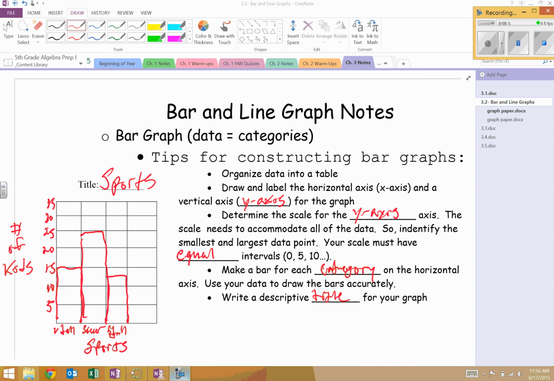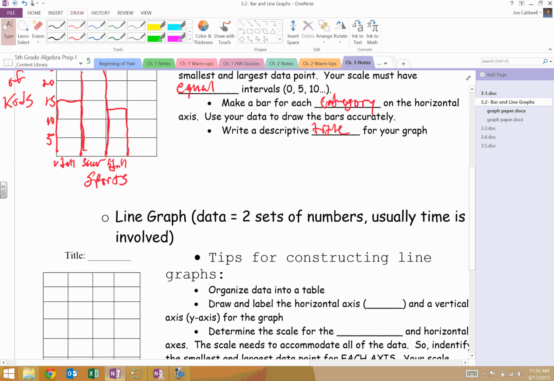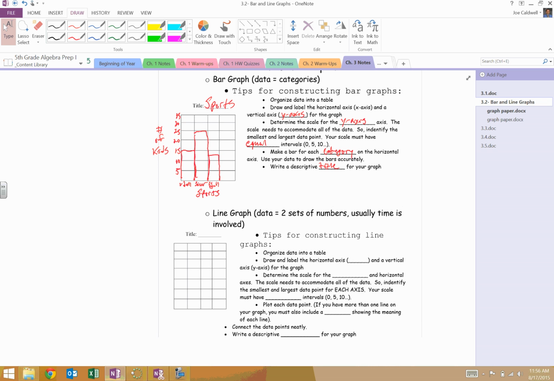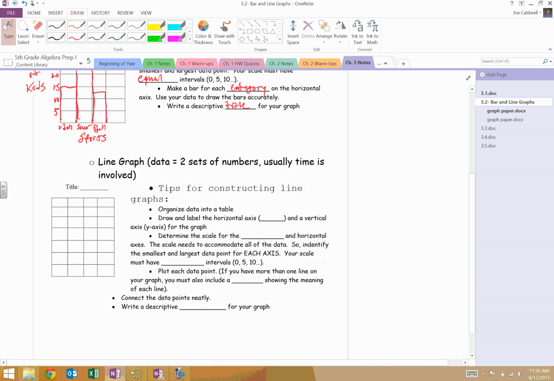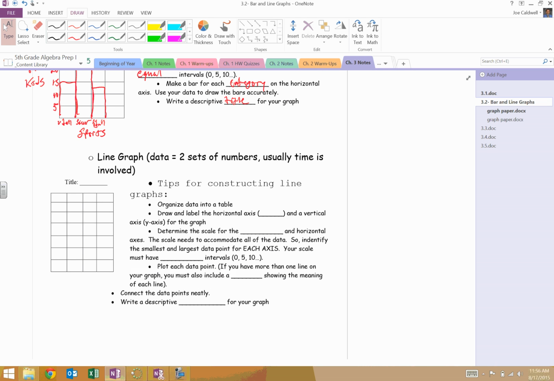So let's look down below here, maybe. There we go. For a line graph now, the data normally involves two sets of numbers. So unlike here where we had words or labels and then numbers, it's going to involve two sets of numbers. And this is key.